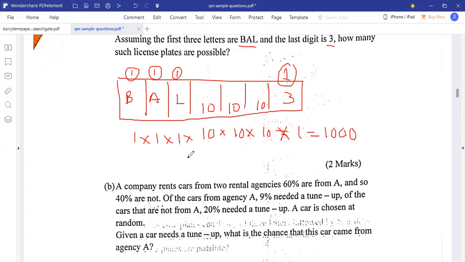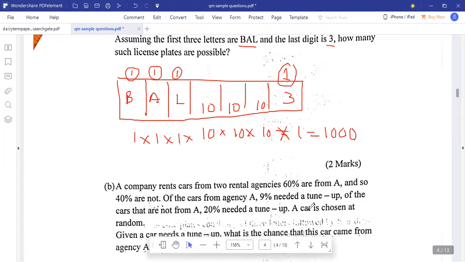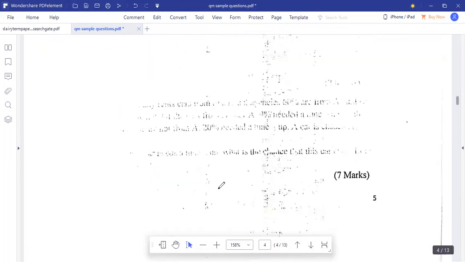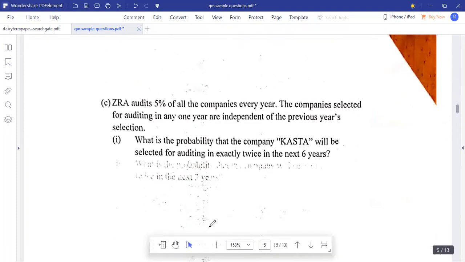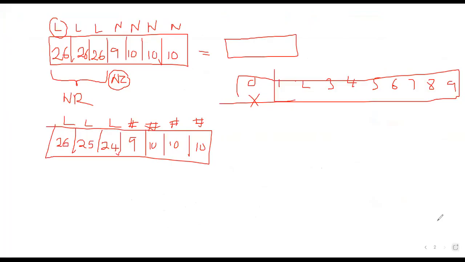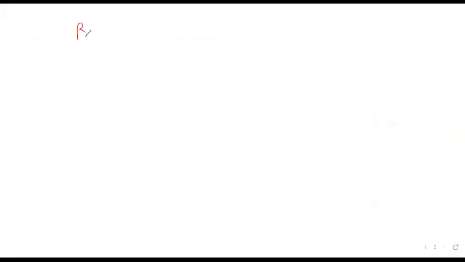Can we proceed? Is this making sense? Yes, please. All right, so now we go to binomial. Binomial is a distribution that we use when we want to calculate the probability.